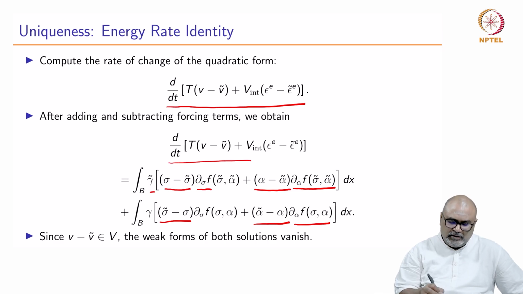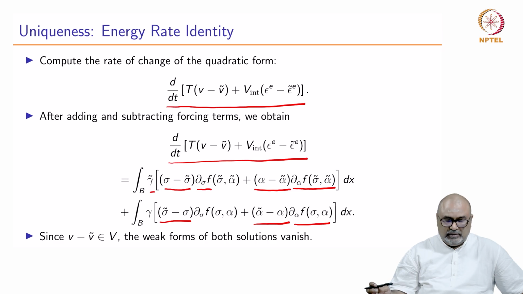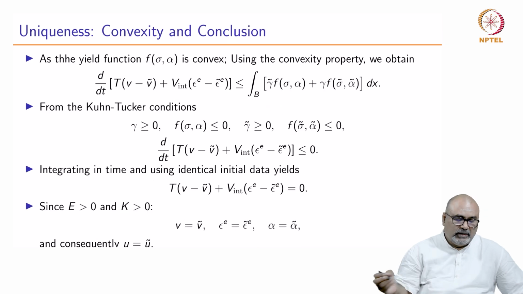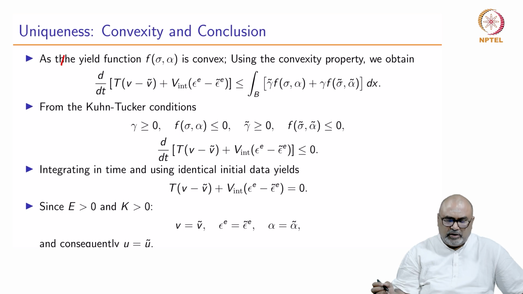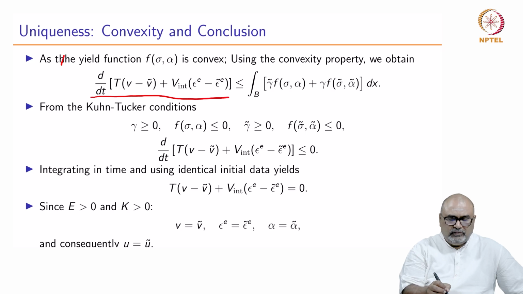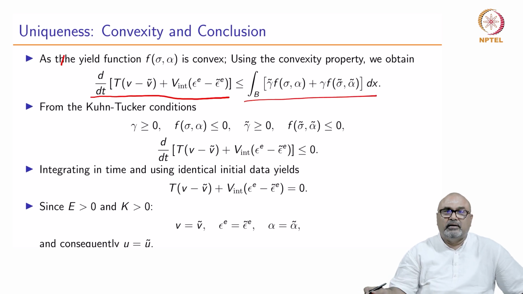We expand on this d by dt, the rate of change in quadratic form. Now, the weak forms of both solutions are going to vanish because v and v tilde are going to belong to the same set of admissible spaces V. So, since the yield function is convex and using the convexity property that we discussed earlier, we obtain that d by dt of T of v minus v tilde plus V internal of epsilon E minus epsilon tilde E must be less than or equal to the integral over the domain of gamma tilde times f of sigma comma alpha plus gamma times f of sigma tilde comma alpha tilde.